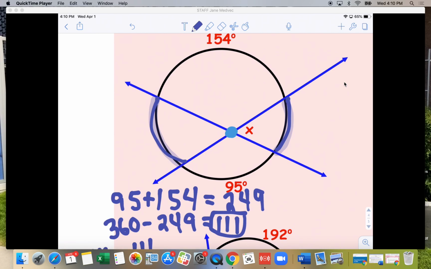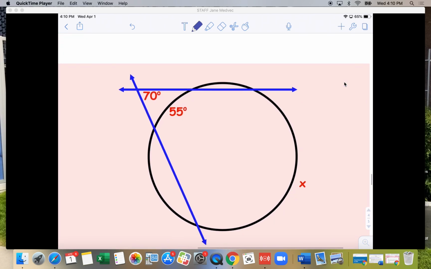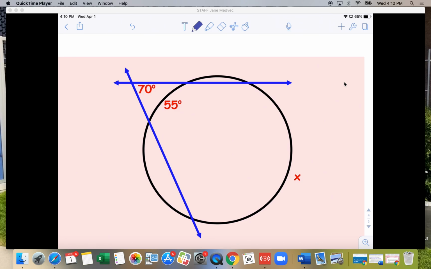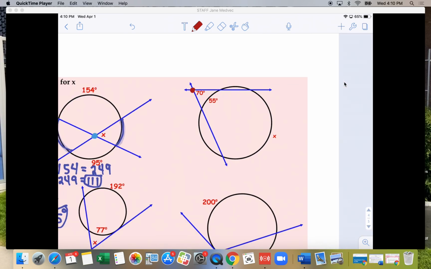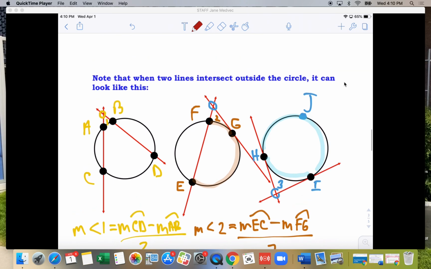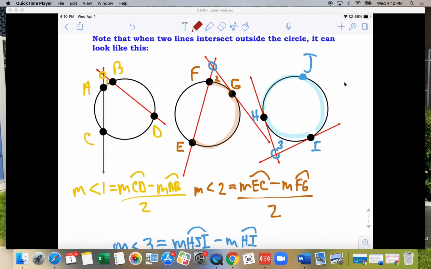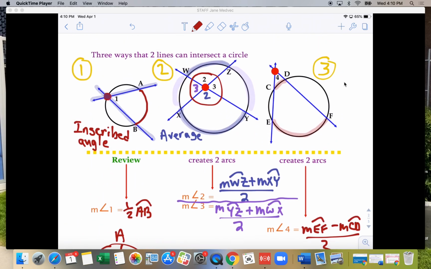All right, let's keep going and let's go to the second picture. You're going to notice on this picture, the intersection is right here, which makes it outside the circle. So if I go back up here, which one has it outside the circle? Am I going to do 1? Am I going to do 2? Or am I going to do 3? I'm going to do 3, and when I do 3, I'm going to take the larger arc, subtract the smaller arc, and divide by 2.